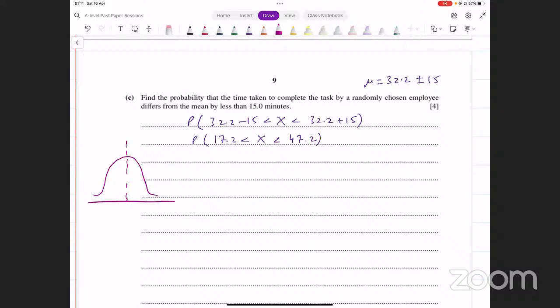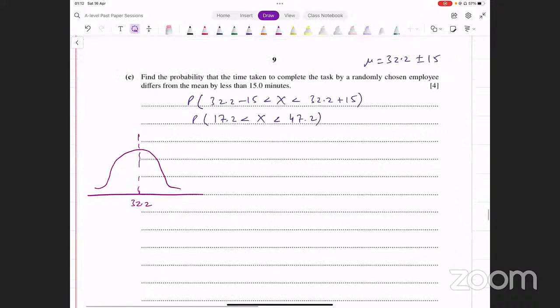इस distribution में mean क्या है आपका? 32.2 is right in the middle. And what we're looking for is this region that's between 47.2 and 17.2. इनके दरमियान वाला रीजन हमें चाहिए. ये रीजन हमें चाहिए. ठीक है? This is the region that we're looking for. Now, how do we figure this region out? ये रीजन कैसे निकालें?